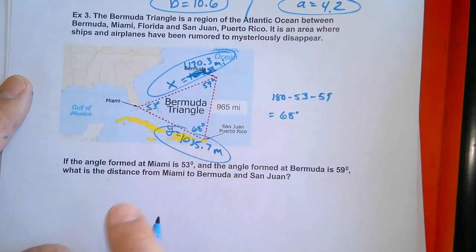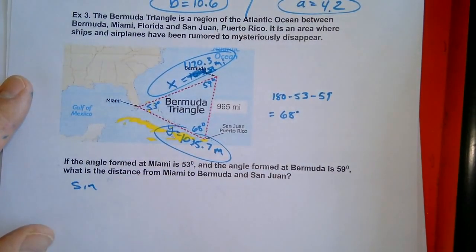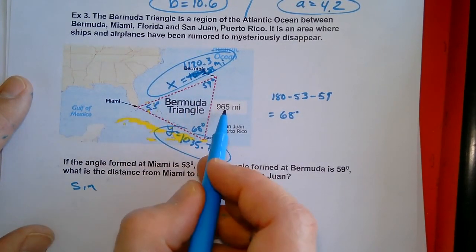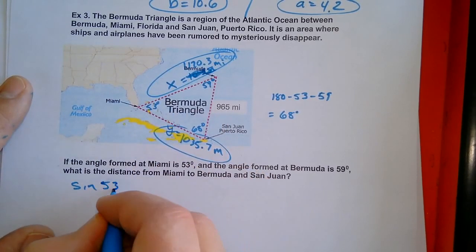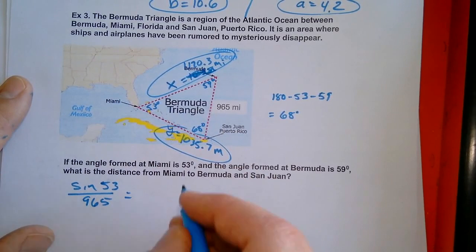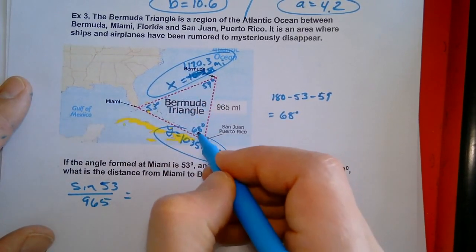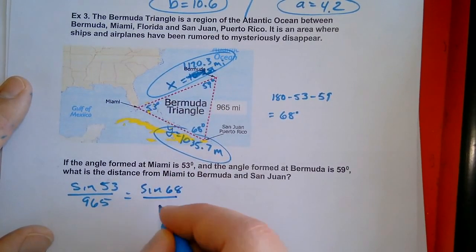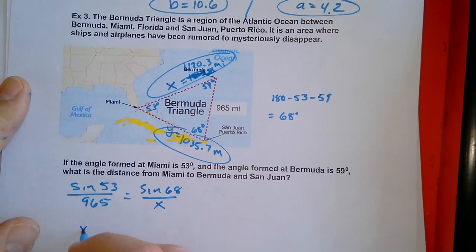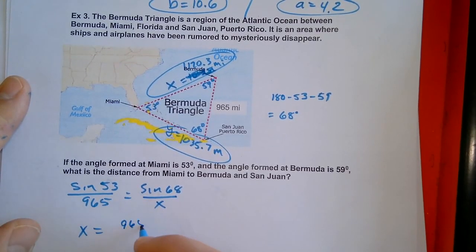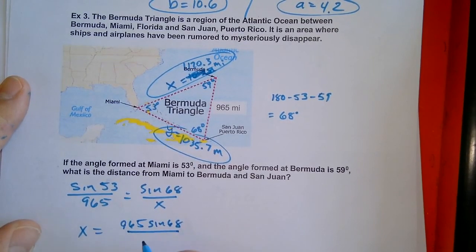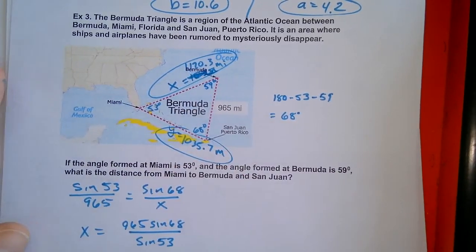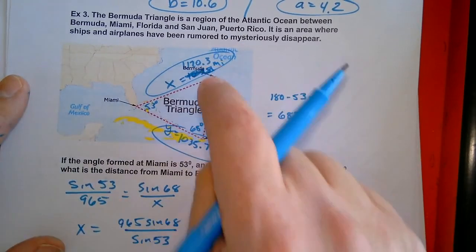Okay, and again, the setup for you guys is if I want to find x, I got to use the two sides I have, the side 965 and the angle across from it is 53. And if I want to find x, across from that is this angle, which you got to find, subtract the two you know to find the one you don't know. We have the sine of 68. So go ahead and cross multiply here. 965 times the sine of 68. And then divide by the sine of 53. And we should get 1,120.3 miles. So that's what this one is.